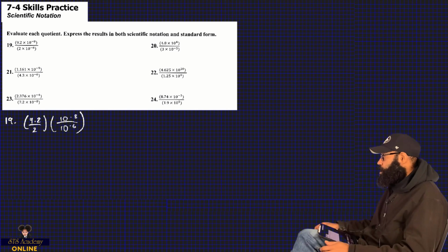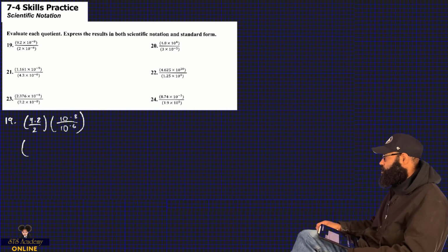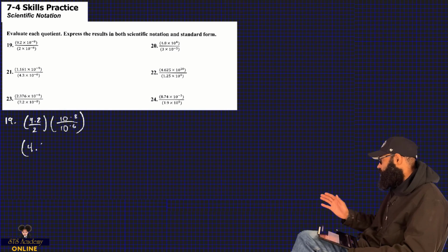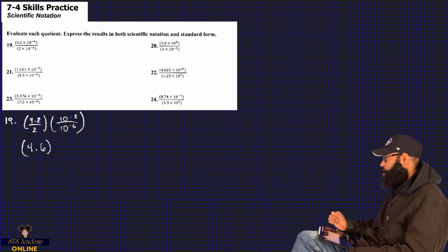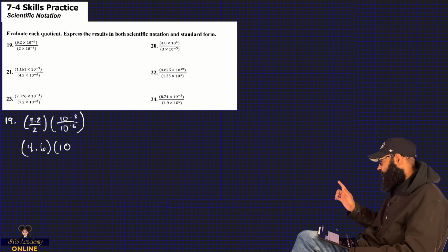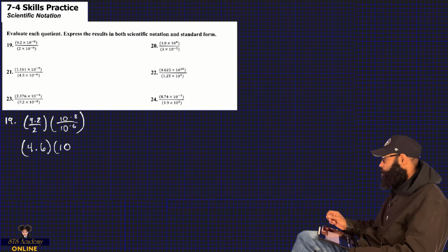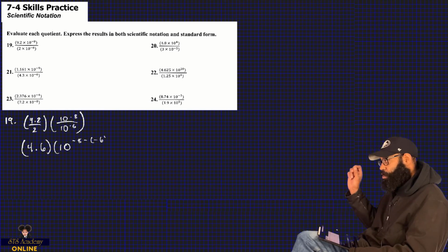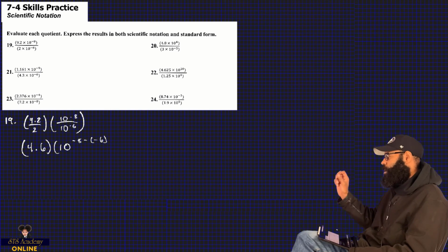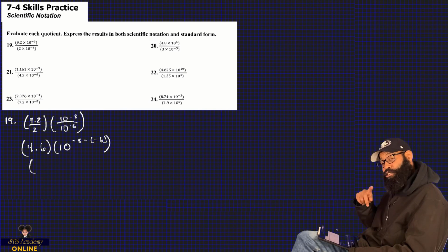So, broken in the first part, 9 and 2/10 divided by 2. And then the second part, 10 to the 8th divided by 10 to the 6th. Now, I have -8 and -6, and it's going to be 10 to the left. And again, here's where the rules are important, guys. When it's division, we got to subtract our exponents. -8 minus -6. Integer rules. -8 plus 6.